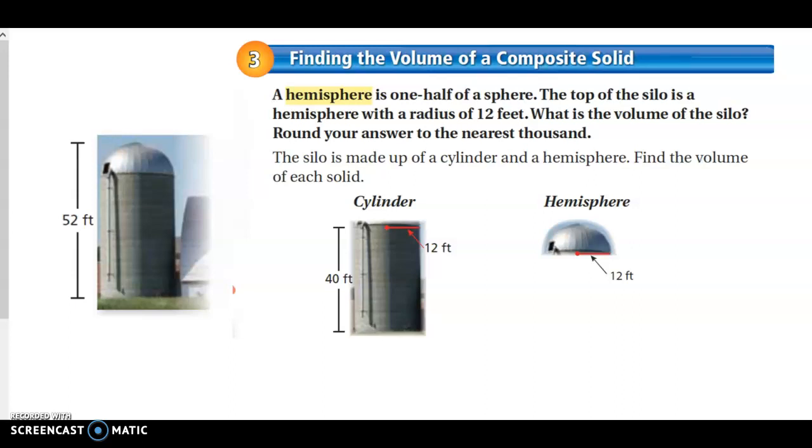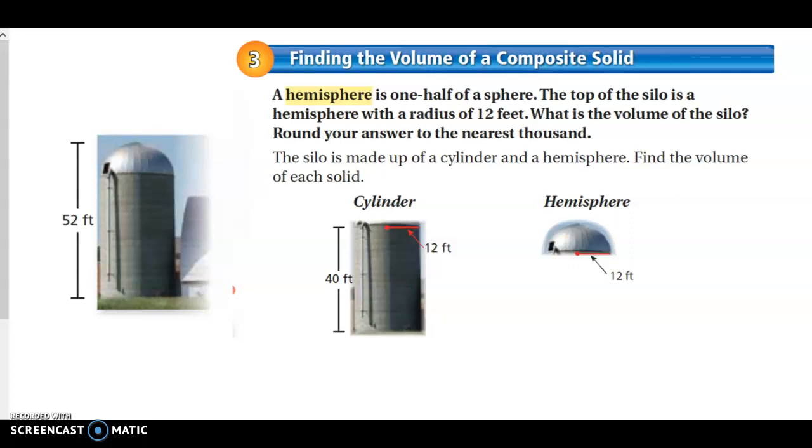Hi guys, welcome back. In this video, we will talk about some applications for the 3D, and this is going to be our last video for the solid geometry unit. In this one, at first, I would like to introduce a vocabulary called hemisphere. A hemisphere is 1/2 of a sphere. So that means the volume will be 1/2.